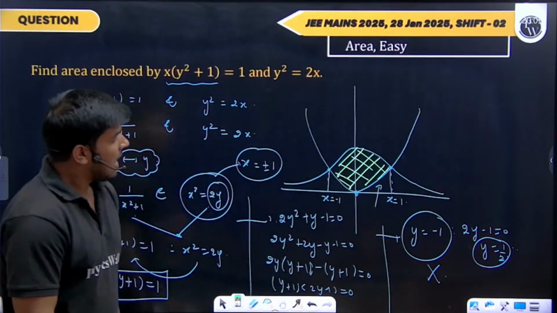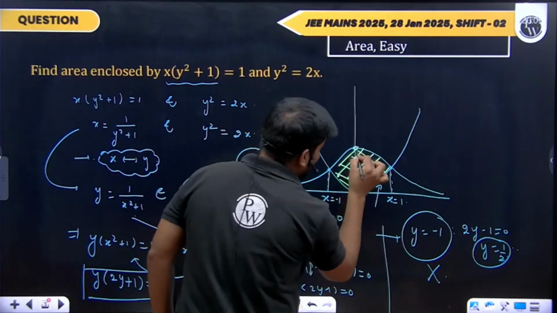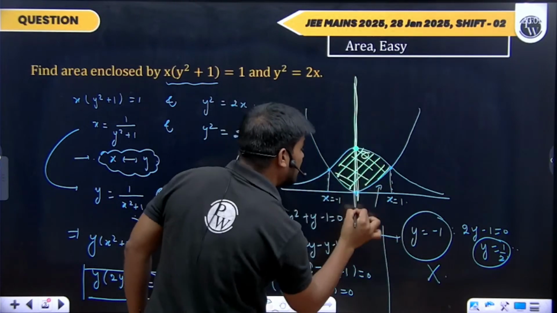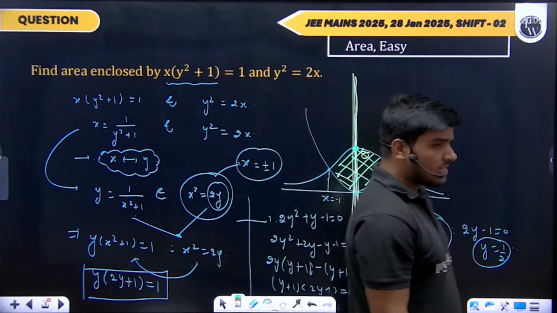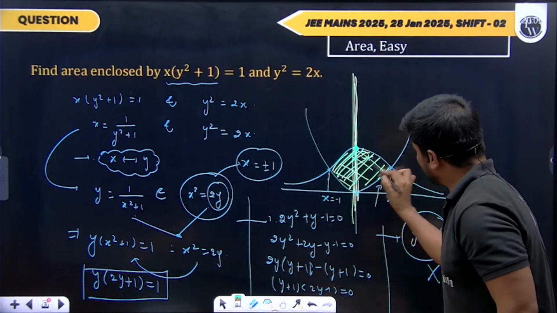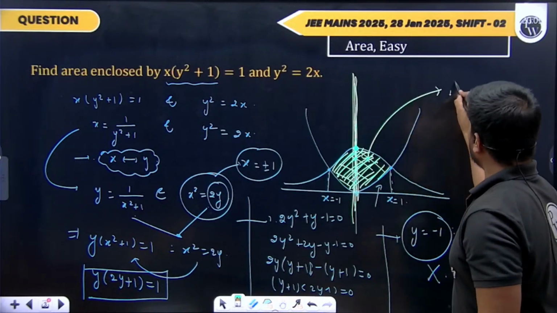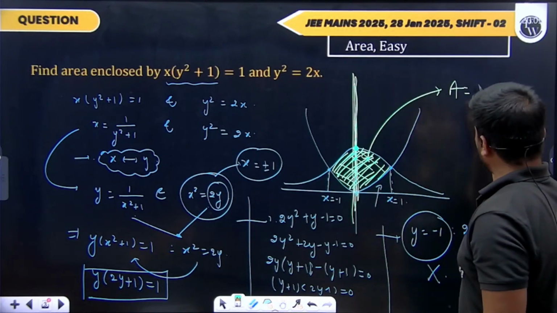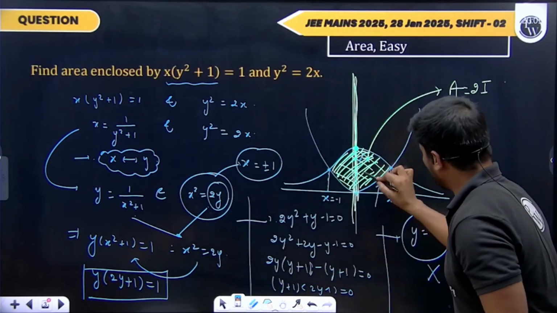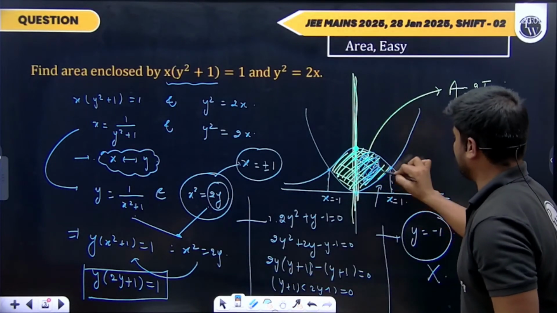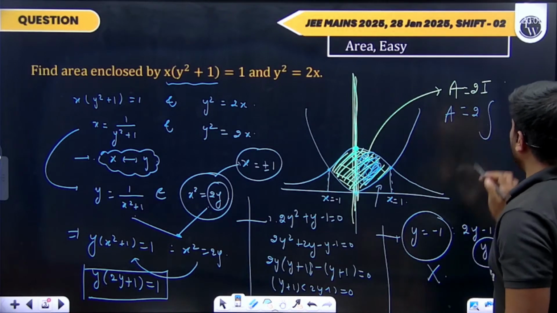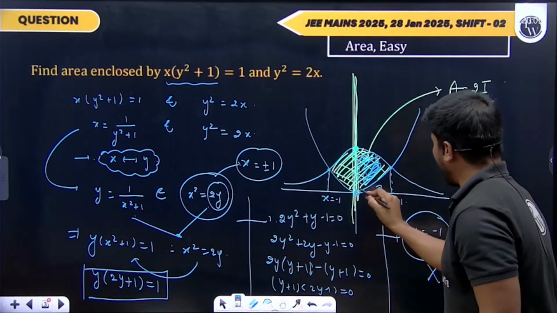If we analyze, we can see that this region is symmetric about the y-axis. So to find the area of this region, we have to find only A equals to 2I, where I is the blue shaded region. Okay, so A is equals to 2 into I.